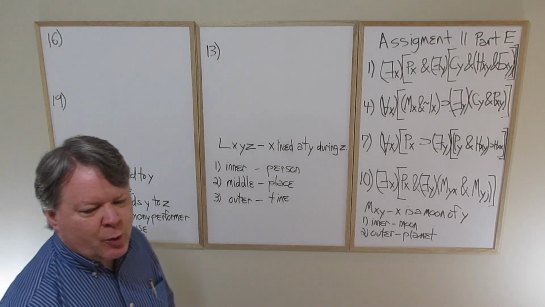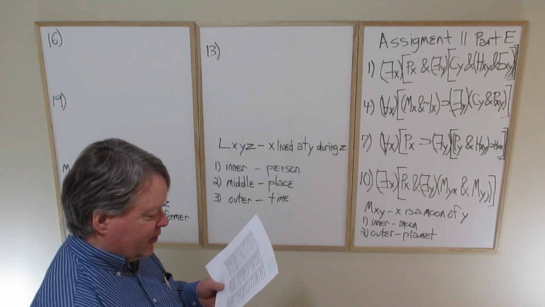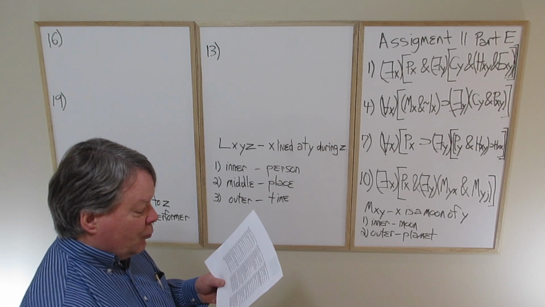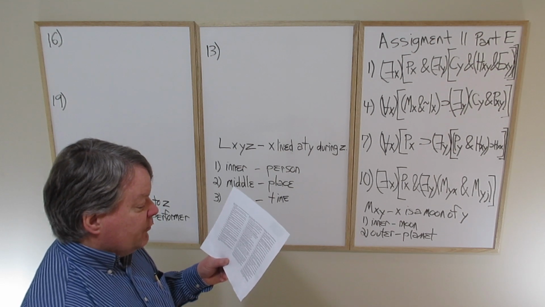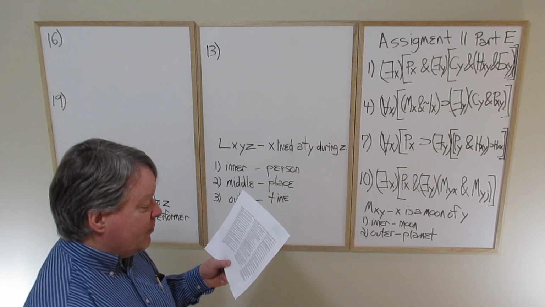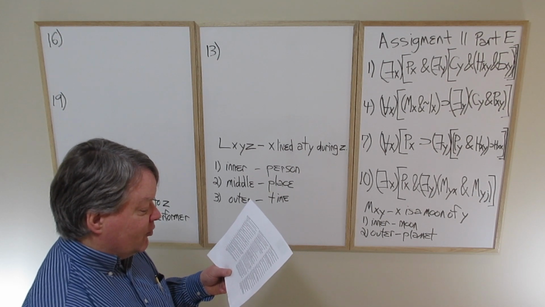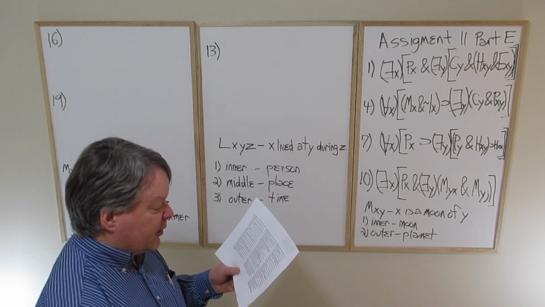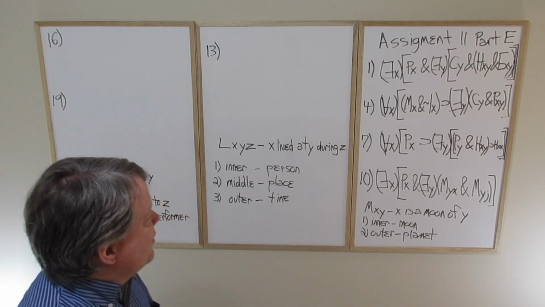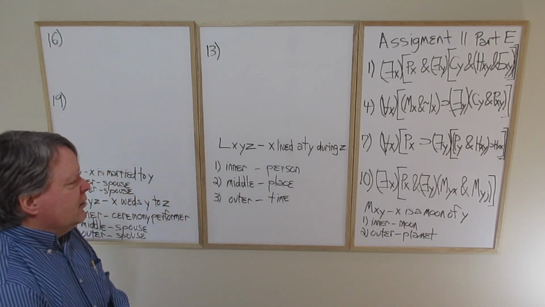We move on to question 13. So the English sentence for question 13 says, there was a time when nobody lived anywhere. So we've got three one-place predicates, Tx, x is a time, Rx, x is a person, Px, x is a place, and we've also got L, a three-place relation which is defined as x lived at y during z.